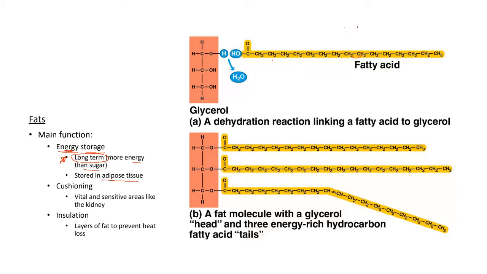Another function of fats is cushioning of vital and sensitive areas, like for example, the kidney. The kidney has a lot of adipose tissue for protection purposes. And then finally, insulation, layers of fat to prevent heat loss. You get to see this a lot in, for example, organisms that live in really cold temperatures, for example, the seals, right? They have a lot of fat. And why do they have it? To conserve energy, to keep warm in those frigid environments.